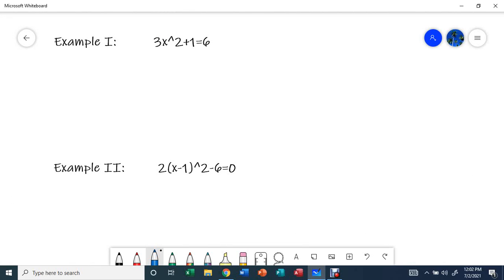So the first thing you do, subtract 1 from both sides. So I get 3x squared equals 5. Divide both sides by 3, you get x squared equals 5/3. And then using the square root property, x equals plus or minus the square root of 5/3.